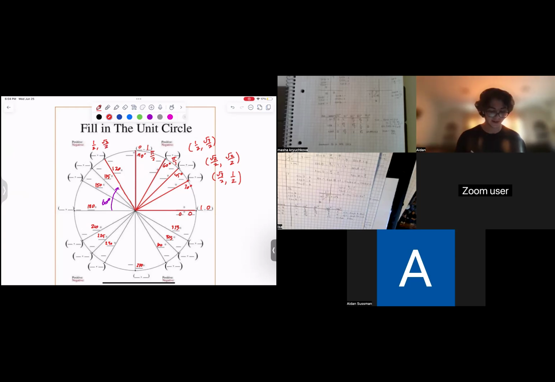There's just one thing that needs to be fixed. That's whether it's positive or negative. Well, the x-axis is negative in this quadrant, so that one must be negative. Is the y-axis positive? Yes, so that one stays positive. And that is my point for 120 degrees. That's what this point is right here. It's negative 1/2, square root of 3 over 2.